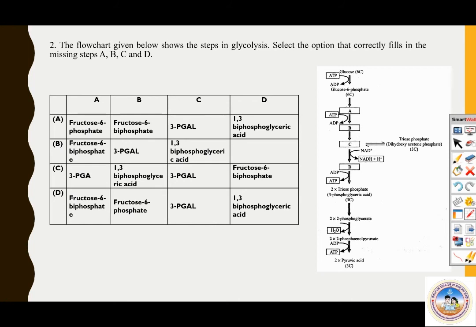Now after that, what is happening? Your phosphoglyceraldehyde, where there is a reduction, your NAD will get reduced to NADH, where it will form what? 1,3-bisphosphoglyceric acid. Yes or no, children? So what will be the option? Obviously, it will be the first option. What is it? A.